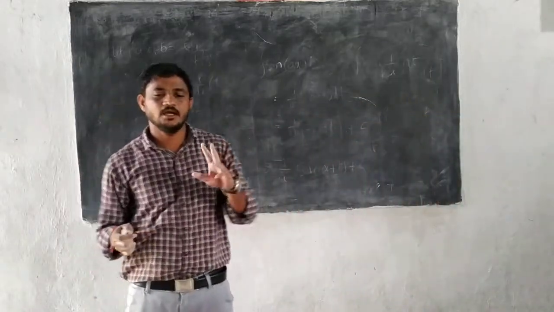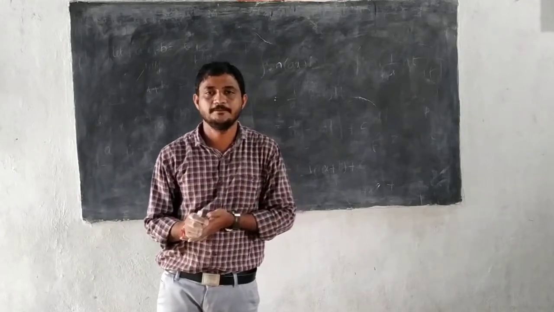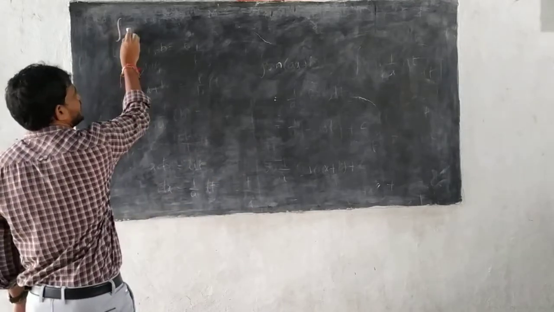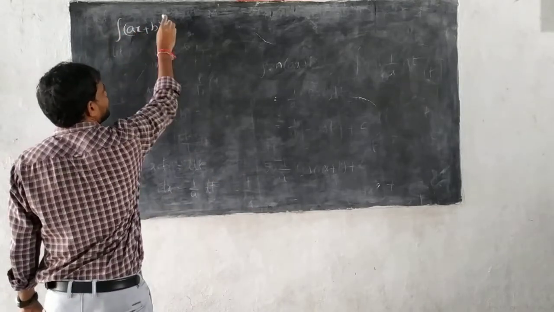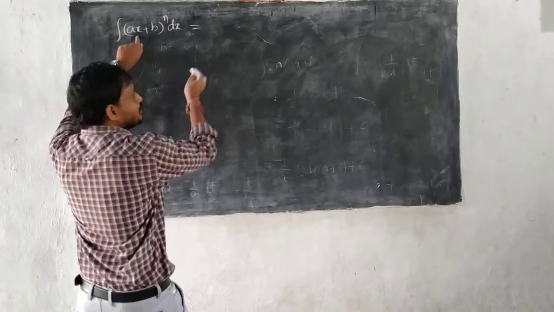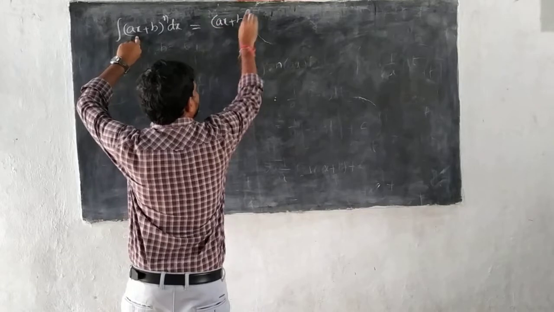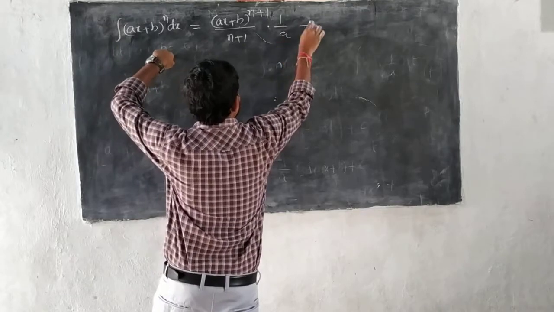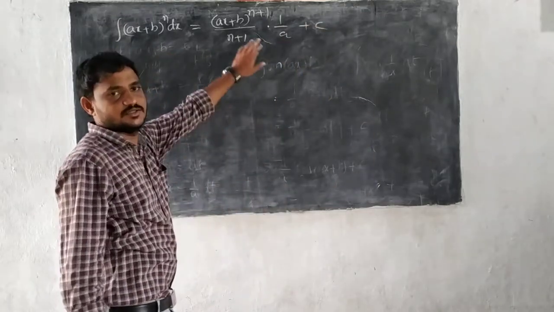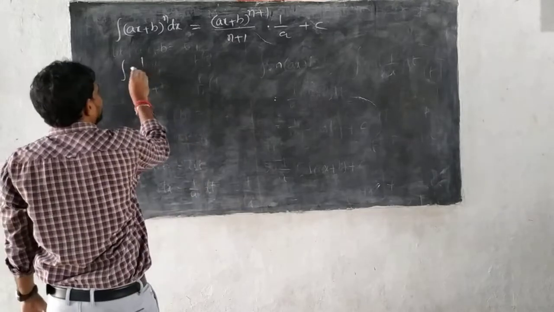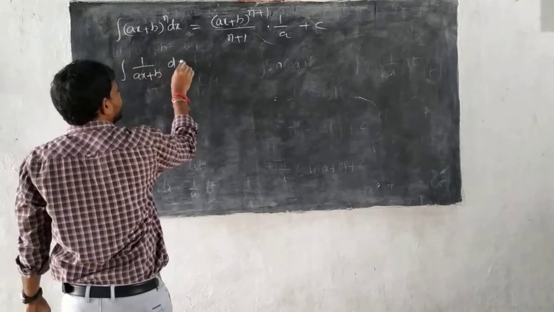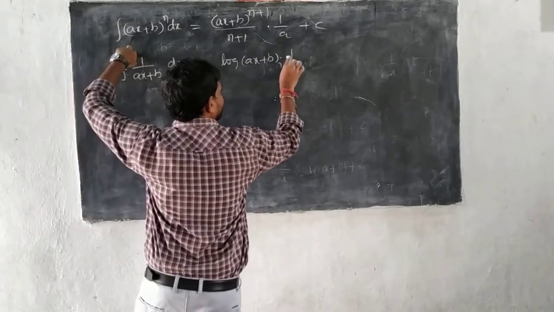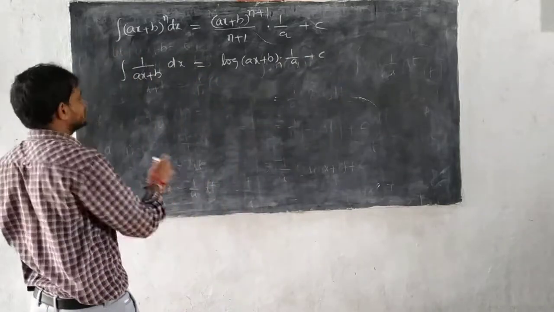If you observe these three problems here, what do you observe? The first one, integration of ax plus b to the power of n into dx, is (ax plus b) to the power of n plus 1 by n plus 1 into 1 by a plus c. This is the solution of the first problem. And the second one, integration of 1 by ax plus b into dx. Like integration of 1 by x, you will get log of ax plus b into 1 by a plus c.